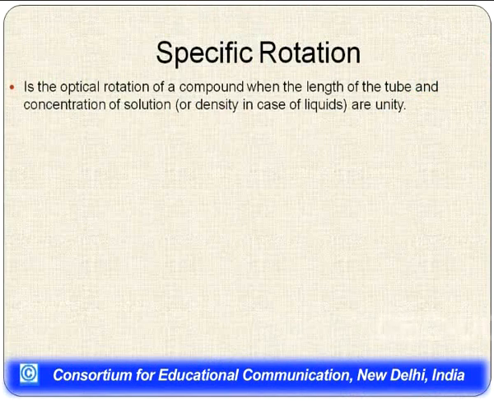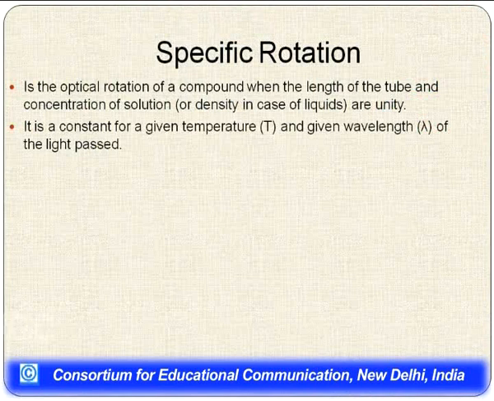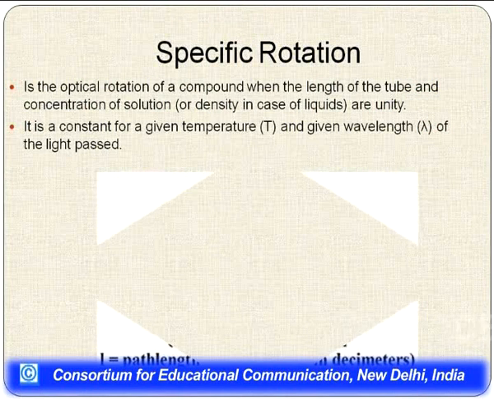What is specific rotation? As you can see on the slide, it is the optical rotation of a compound when the length of the tube and the concentration of the solution are unity, or, in case liquids are taken, the density is unity. What does this mean? We can see also that this parameter is taken at a given temperature and wavelength. So, you will understand by using this formula.